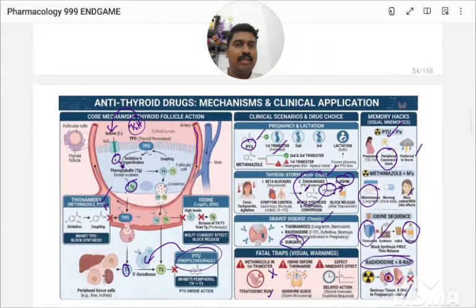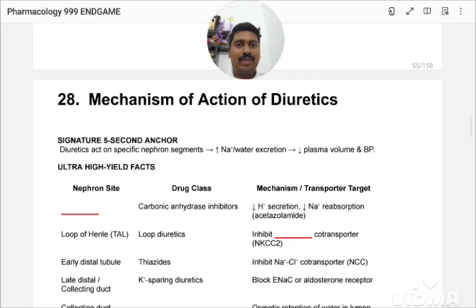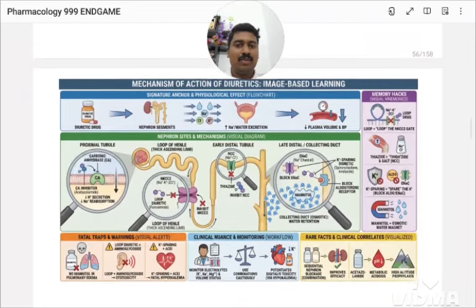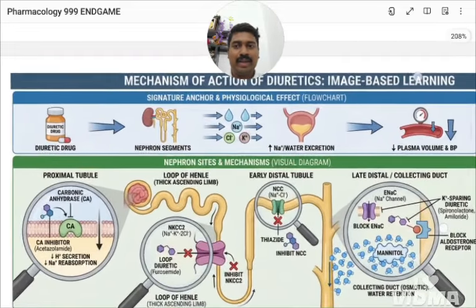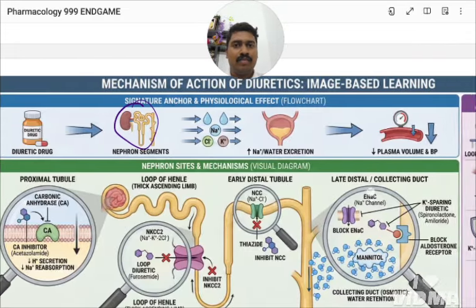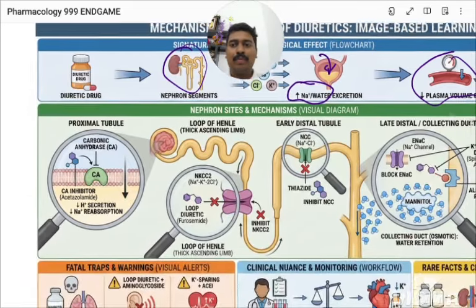Okay, so we have covered everything. Next, we'll go to the mechanism of action of diuretics. So we are coming to the renal part. In renal, very important, there are only a few drugs. We'll first go through the mechanism of all diuretics combined. So what does a diuretic do? Diuretics act on specific parts of the nephron. They cause increased sodium and water excretion, and they will decrease circulating plasma volume, and decrease BP also.